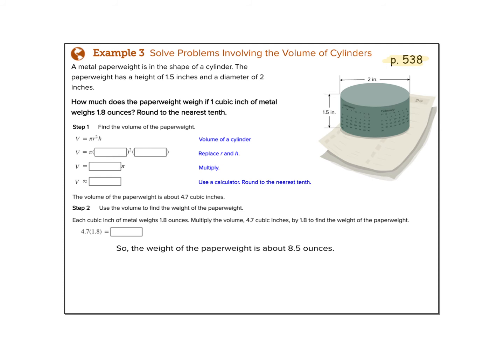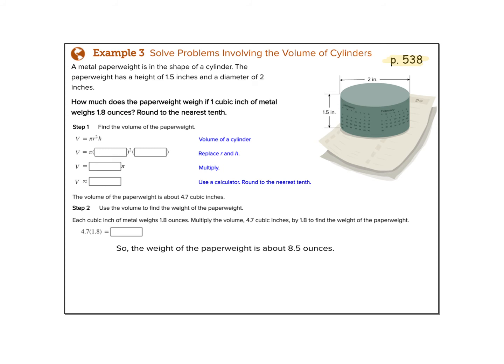It says a metal paperweight, you can see the paperweight over here, is in the shape of a cylinder. So you guys can see that's a cylinder. The paperweight has a height of 1.5 inches, so it shows you that there, and a diameter of 2 inches. Again, that's all the way across the middle. It says, how much does the paperweight weigh if 1 cubic inch of metal weighs 1.8 ounces? Round to the nearest tenth. Okay, so every 1 cubic inch of metal that is in this paperweight weighs 1.8 ounces, and we want to round to the nearest tenth.